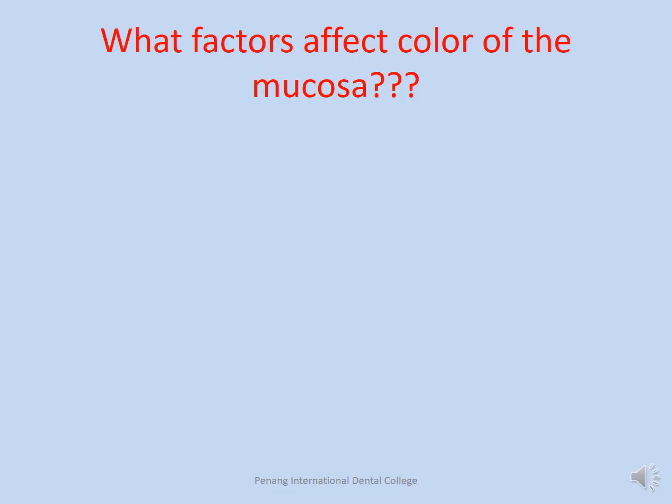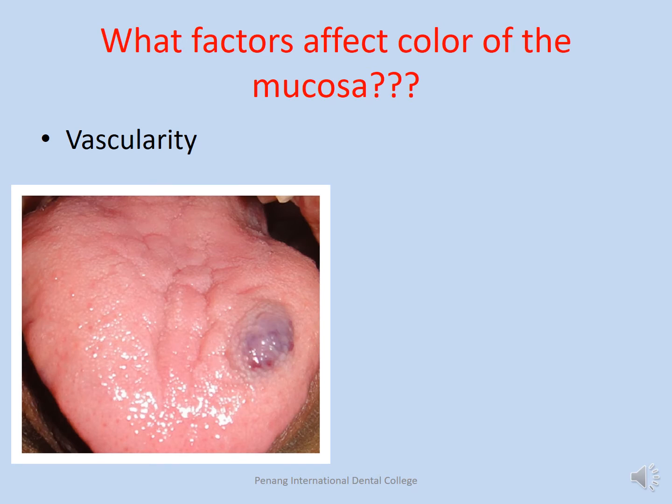Question now is what factors affect the color of the mucosa? So number one is obviously vascularity. Okay. Now here is a picture of a patient who had a lesion on the tongue. You can clearly see that this entire thing appears normal, and here there is a bluish, reddish lesion on the surface of the tongue. Okay.